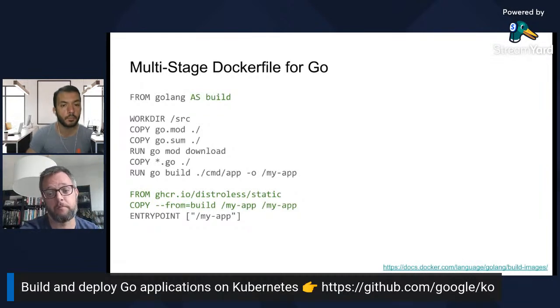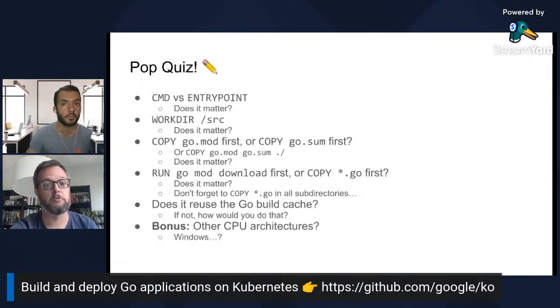taking into account my Go build cache? Who knows? And as a bonus question, how do I get this to build for other CPU architectures? I know it's possible. I'm sure I've read a blog post about it. But how do I do that? And how do I do that for Windows if I need a Windows image?